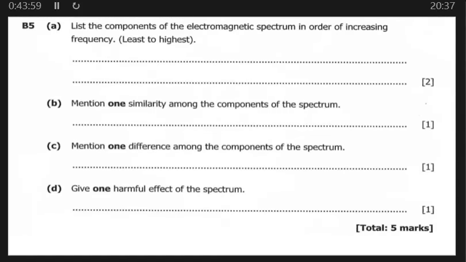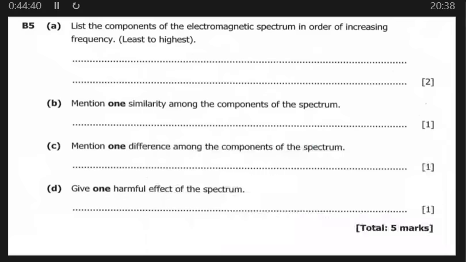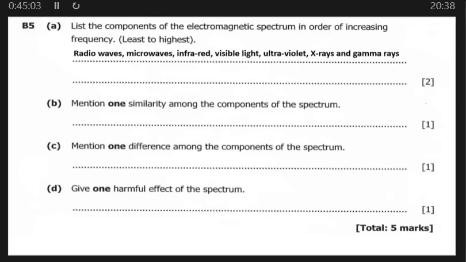B5 reads, A, list the components of the electromagnetic spectrum in order of increasing frequency. So least to highest, that's what they want. The components of the electromagnetic spectrum are remembered by this saying: ROST maize is very unusual X-mas gift. ROST stands for radio waves, M for microwave, I for infrared, V for visible, U for ultraviolet, then X-ray, then GIFT, which is gamma ray. So we say it like this. These are the components: radio waves, microwaves, infrared, visible light, ultraviolet, X-rays, and gamma rays.